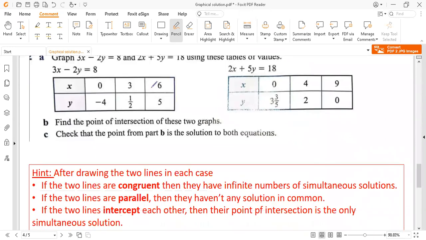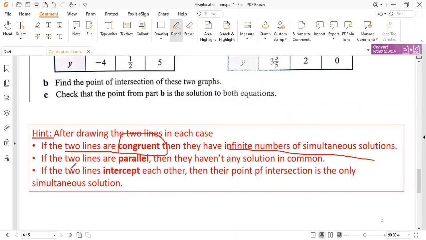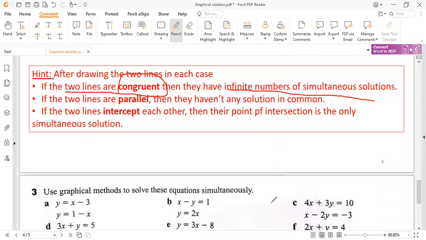So it is easy: after drawing the 2 lines in each case, if the 2 lines are congruent, so identical, we can see only one straight line on our paper. Like here, for example, they are congruent, so they have an infinite number of simultaneous solutions. And if the 2 lines are parallel, they don't have any solution because they don't have any point of intersection. Only in the case when the 2 lines intersect each other do we have 1 point of intersection, and of course 1 simultaneous solution.